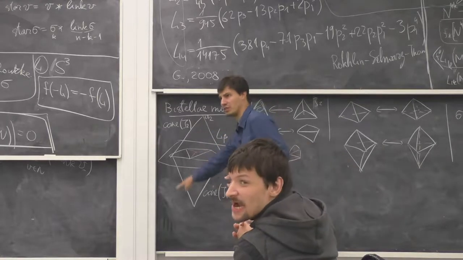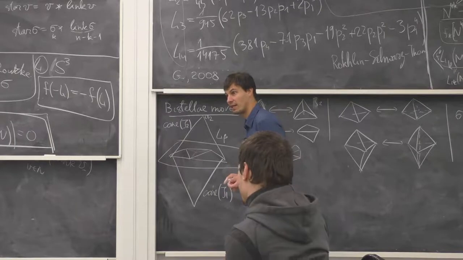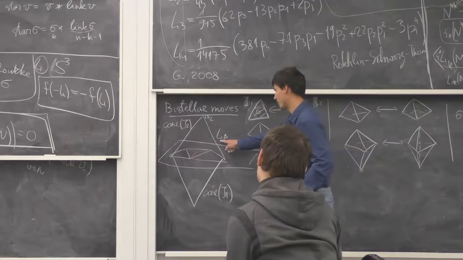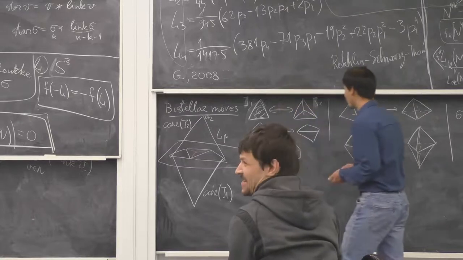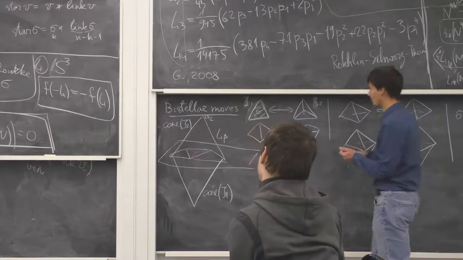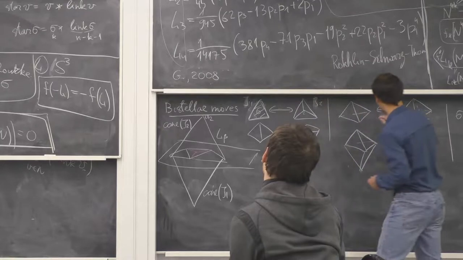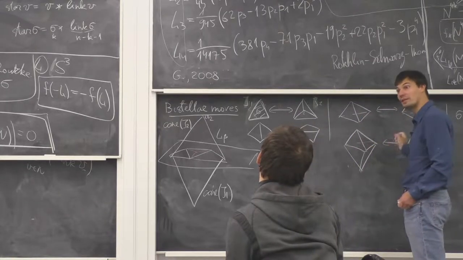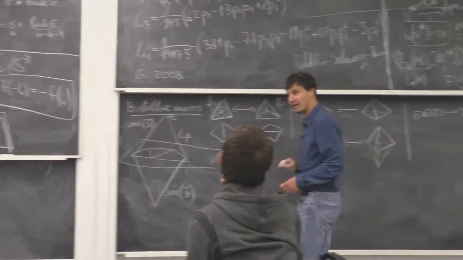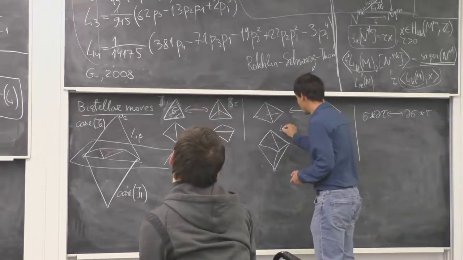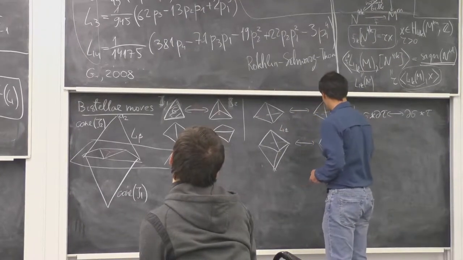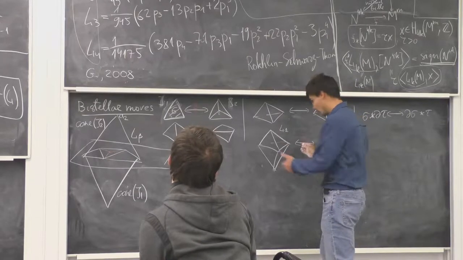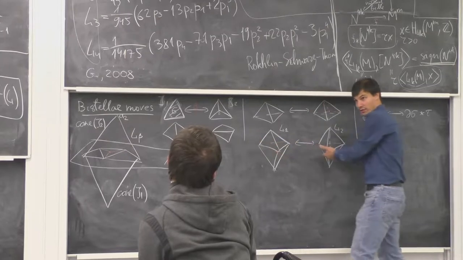L beta is this three-dimensional sphere. But look, this is a three-dimensional sphere, but now consider another bistellar move, which I denote by alpha, a bistellar move of three-dimensional spheres. And suppose that a bistellar move of three-dimensional spheres transforms L1 to L2. One three-dimensional sphere to another.